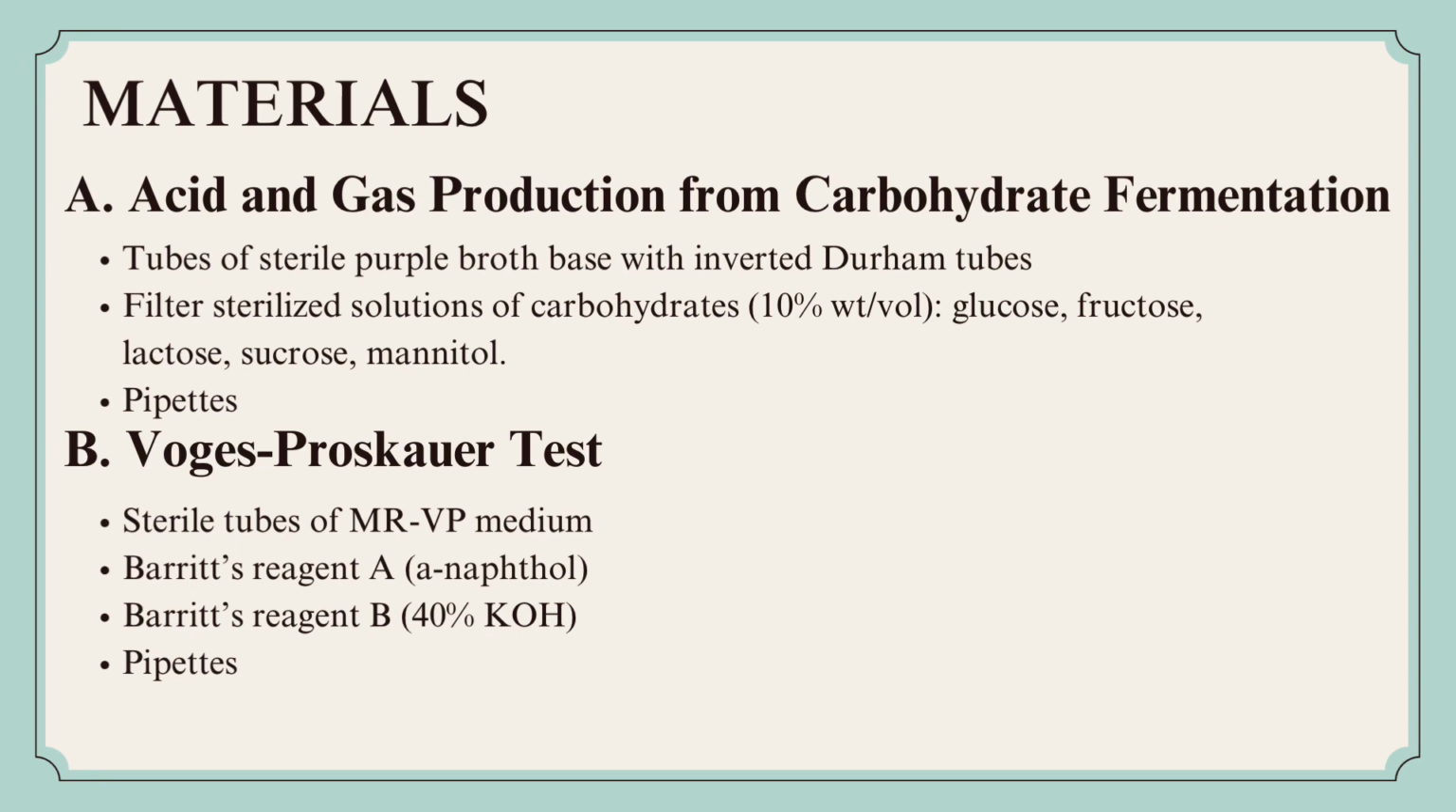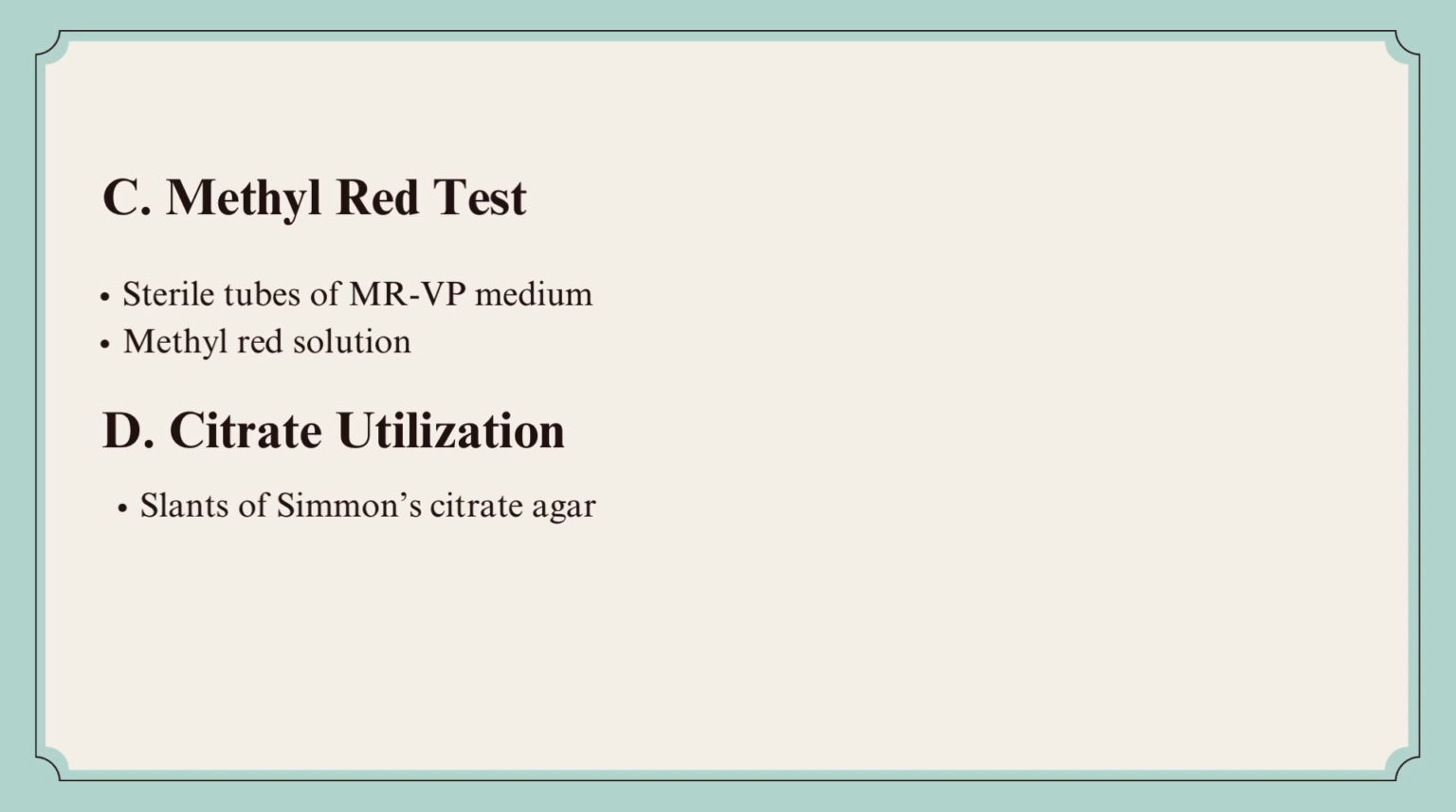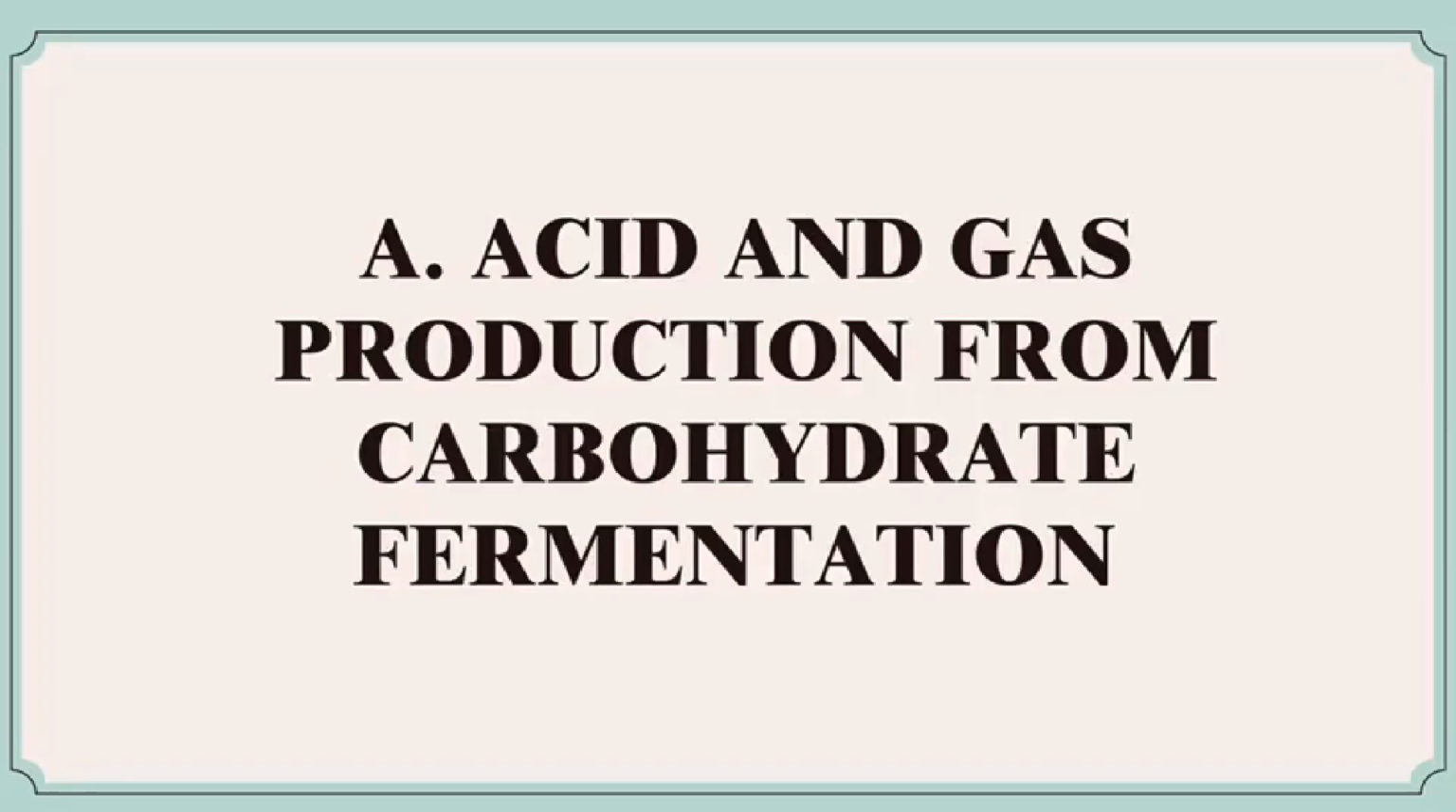For Part B, Voges-Proskauer test, we have been using sterile tubes of MRVP medium, Barritt's reagent A, Barritt's reagent B, and pipettes. For Part C, methyl red test, we have been using sterile tubes of MRVP medium with methyl red solution. Lastly, for Part D, citrate utilization, we have been using slants of Simmons citrate agar. So these are the methods for every part in one video.